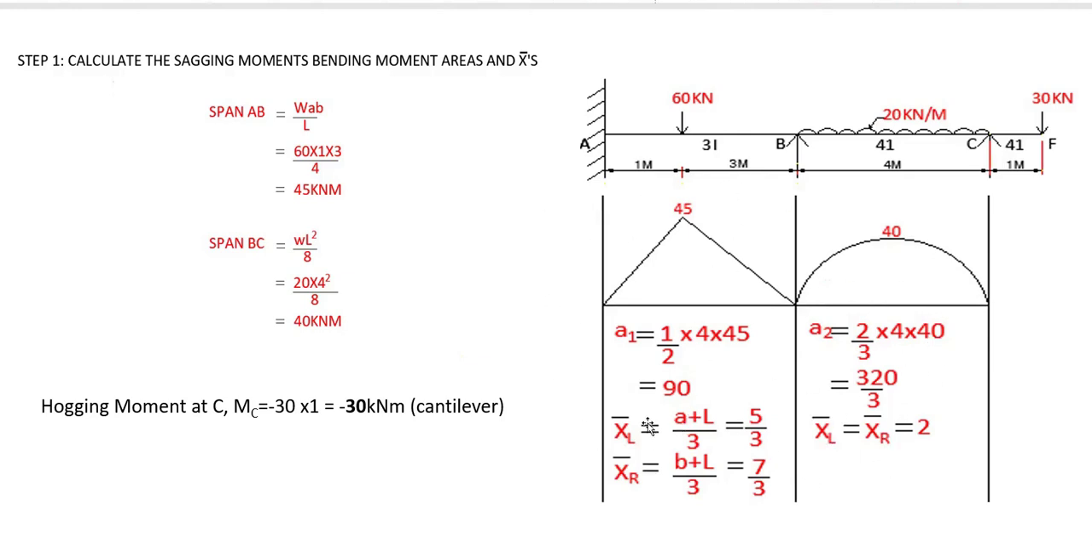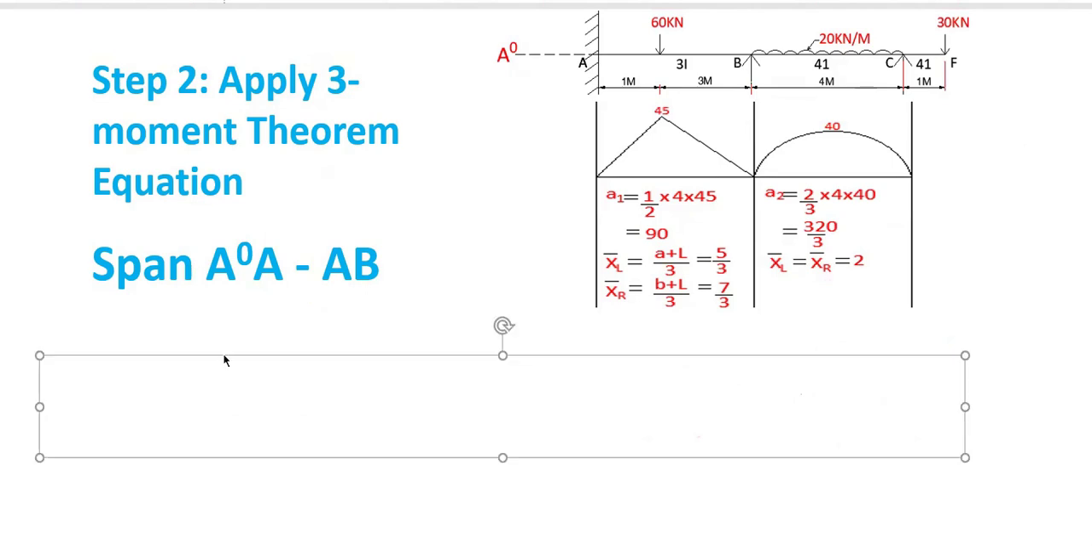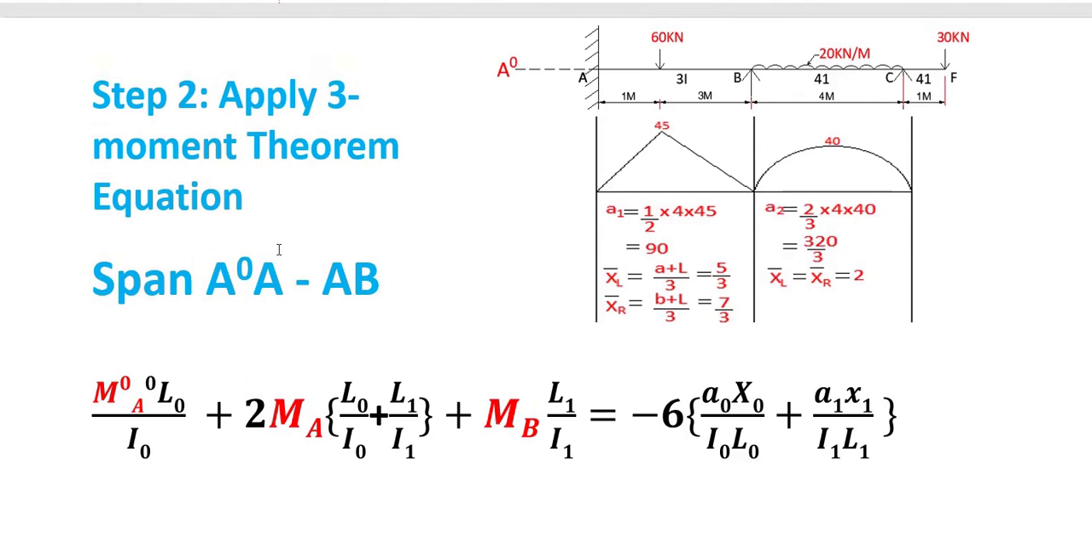We're going to use all these values in our next step, which is now to apply the three-moment theorem equation. How does the three-moment theorem equation look like? The three-moment theorem looks like that. All right, before we apply, I had forgotten something. This support is fixed here. For you to apply this three-moment theorem equation, you have to imagine a zero span, because this one is fixed, on the left of A. We imagine a zero span.